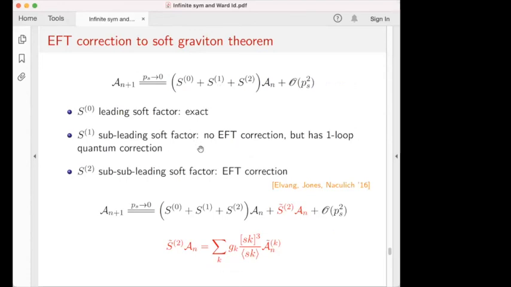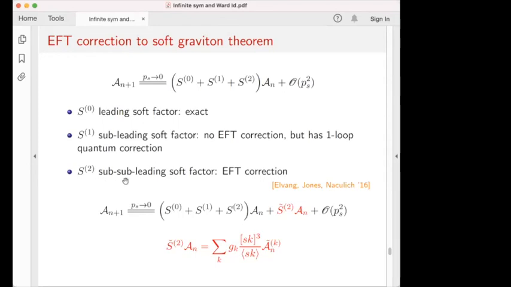And what does that mean? Like no EFT correction? What kind of effective theory do you have in mind? Here I'm just considering Einstein gravity. By EFT, I mean I can add higher derivative operators to this Lagrangian, compute the scattering amplitude, and then check this soft factor. You will see that at this order, there will be no correction from these higher derivative operators. But even in Einstein gravity, you can compute the loop correction, and you will find that you have some quantum corrections at one loop for this soft factor.